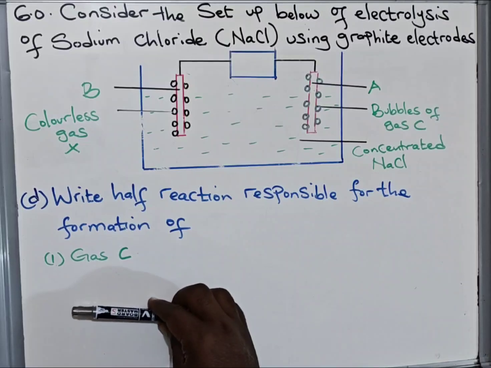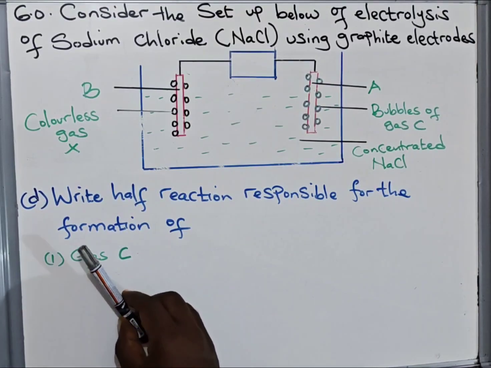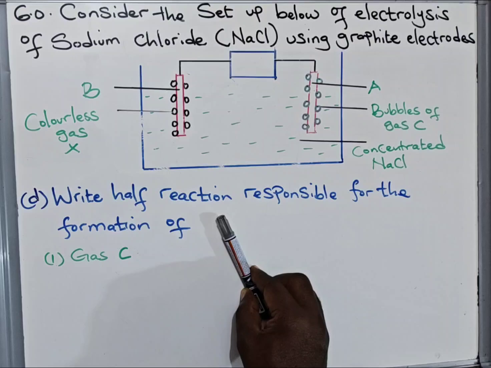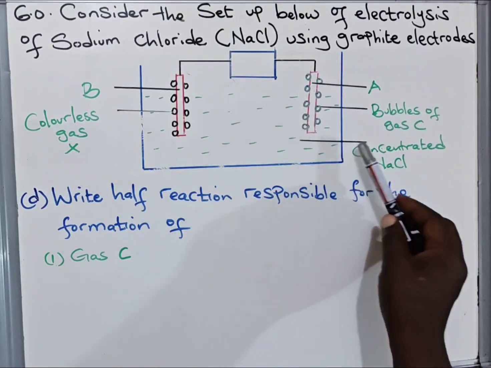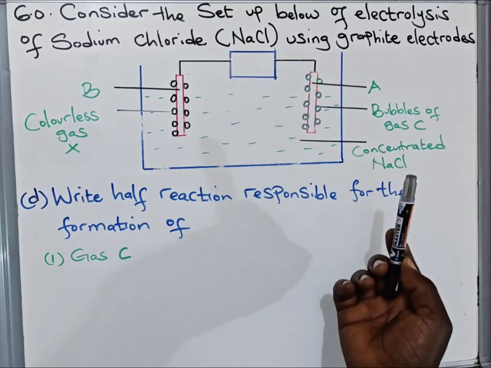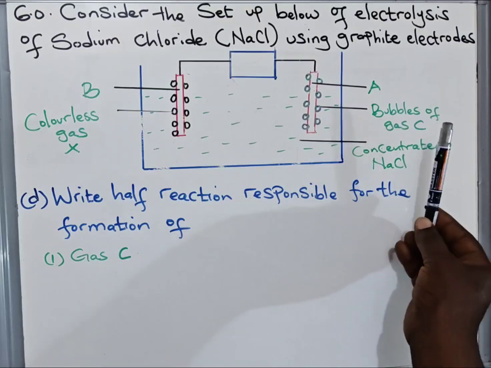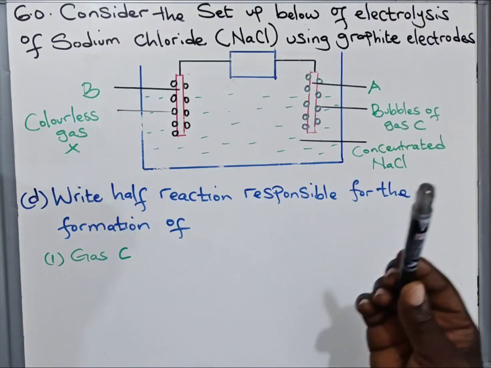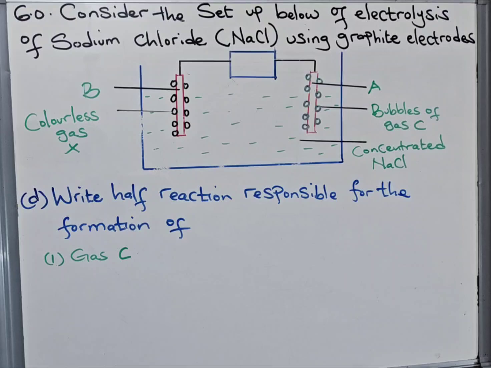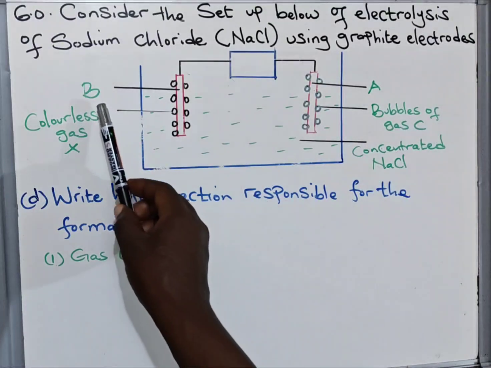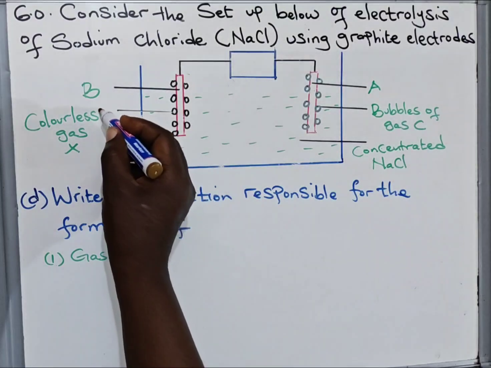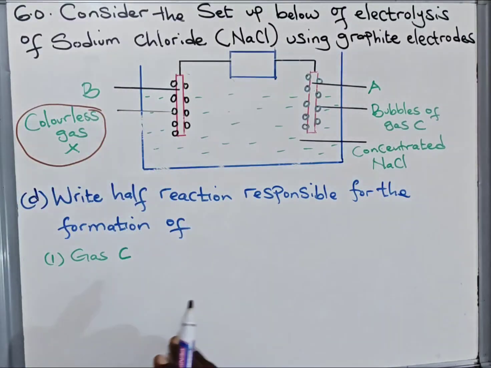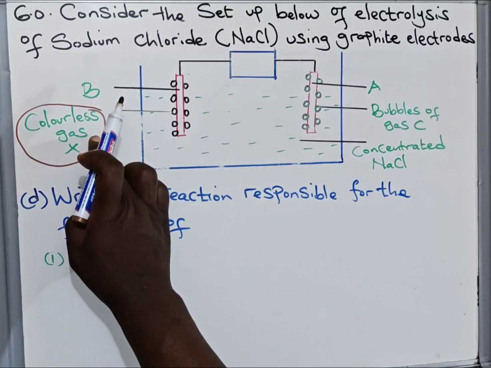Then this question comes. It says, write the half reaction responsible for the formation of gas C. This is the gas we are talking about here. And what is gas C? The truth is that we don't know it. But how do we find out which gas is C? You start from here. This gas here is clearly labeled colorless. So the clue lies in this.